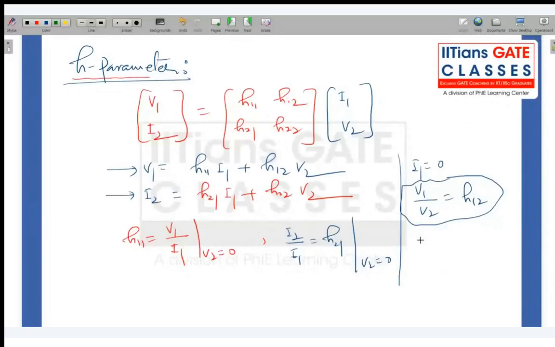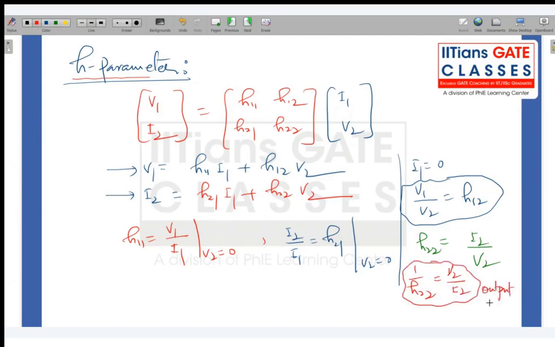S22 is basically I2 by V2. It has a dimension of what? Conductance, or admittance. So 1 upon S22 will be V2 by I2, which means this is the output resistance. What mistake have they made here? You see in the circuit.